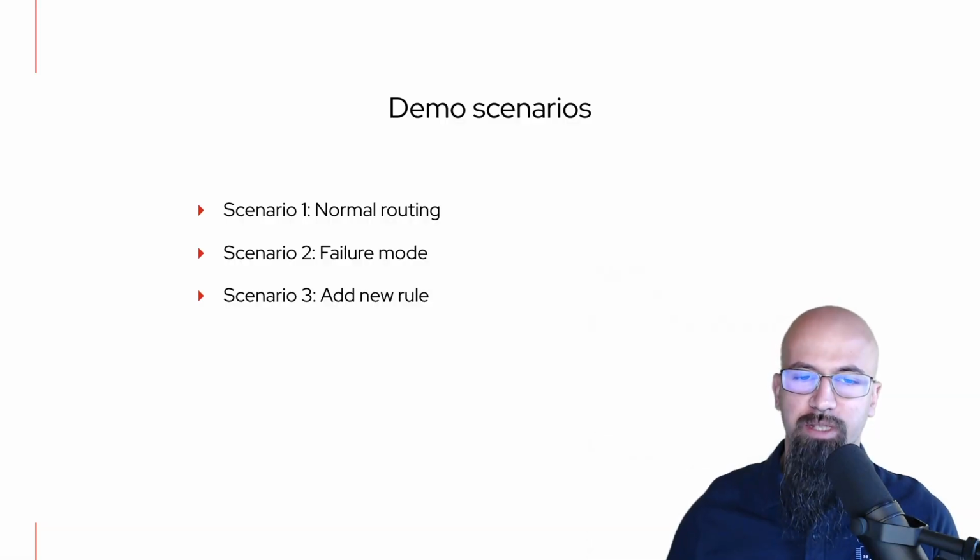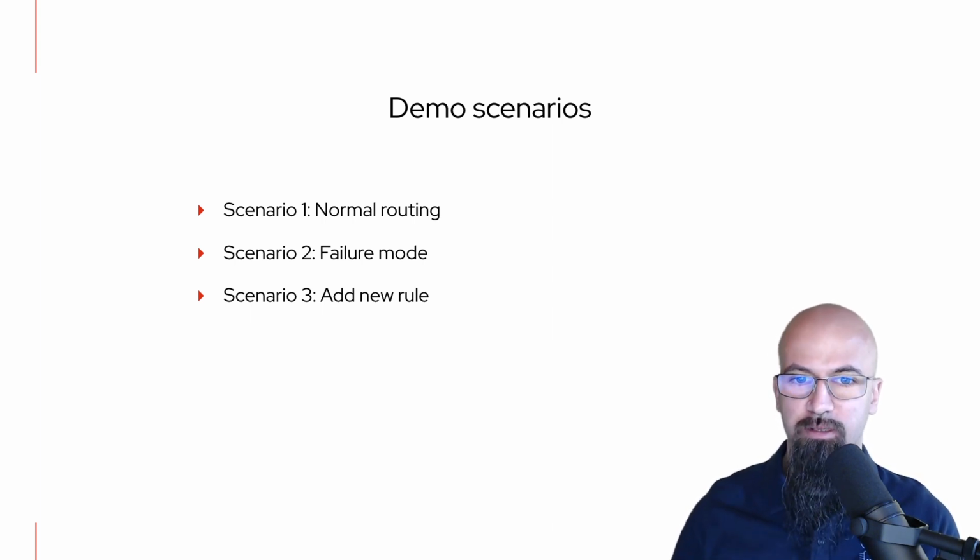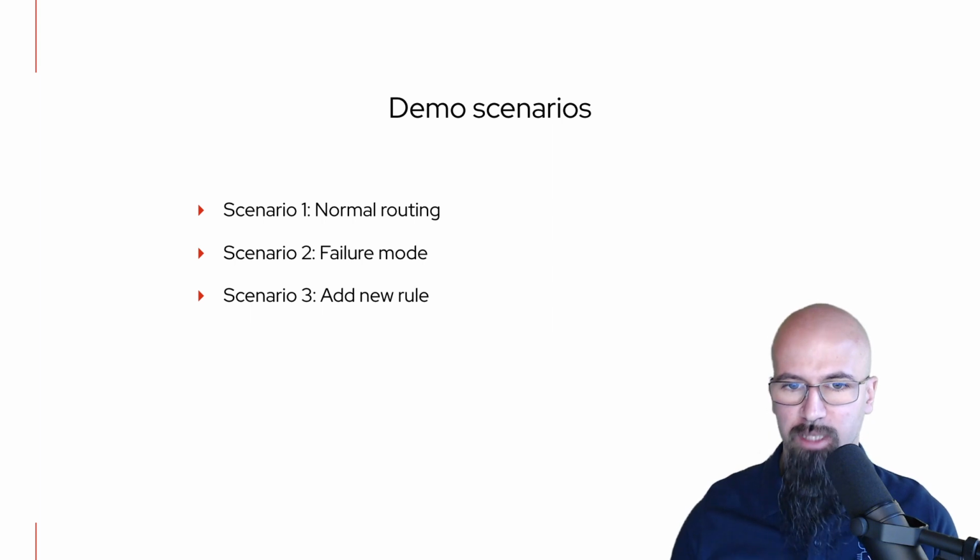And we are going to present today three scenarios. The first one is a normal routing, based on the condition that we just described. Second, we're going to demonstrate the failure mode. So these are the messages that are not given to a specific Kafka queue, so they are routed to a default one. And finally, we're going to demonstrate how it's very simple to add a new rule for the routing without having the necessity for developer involvement.